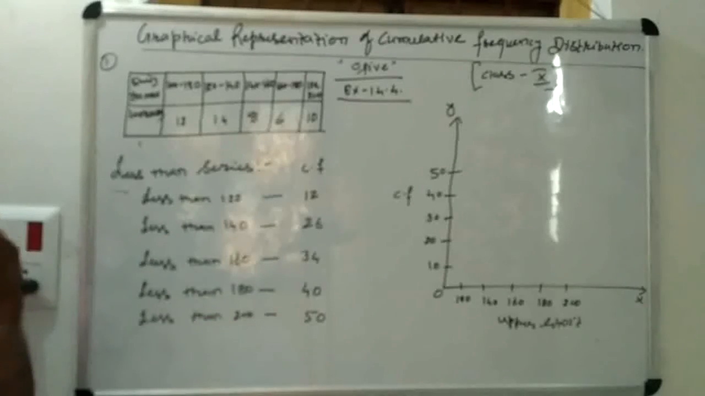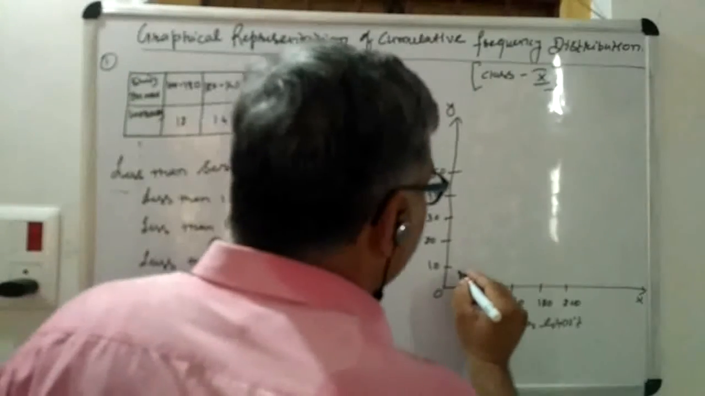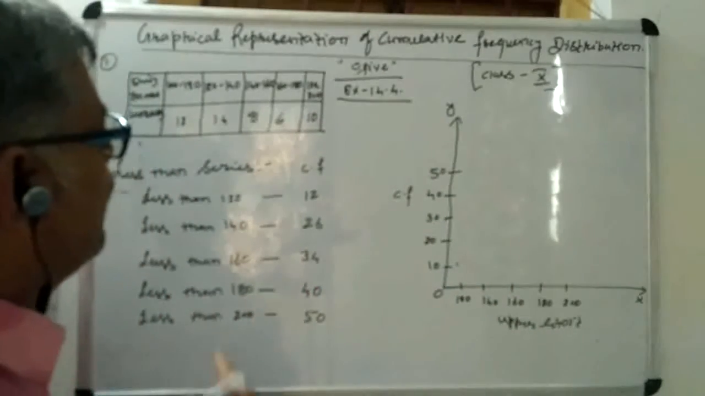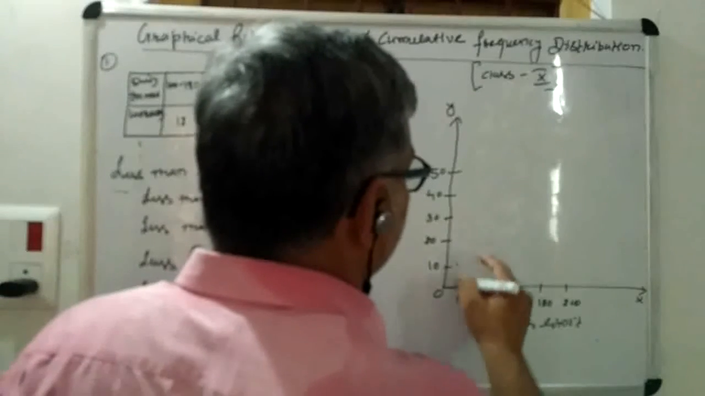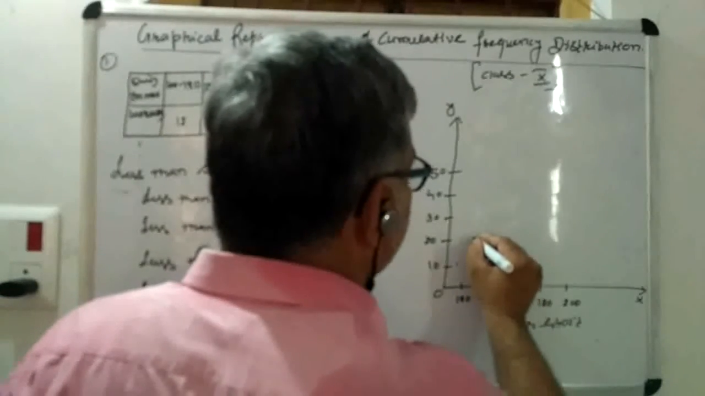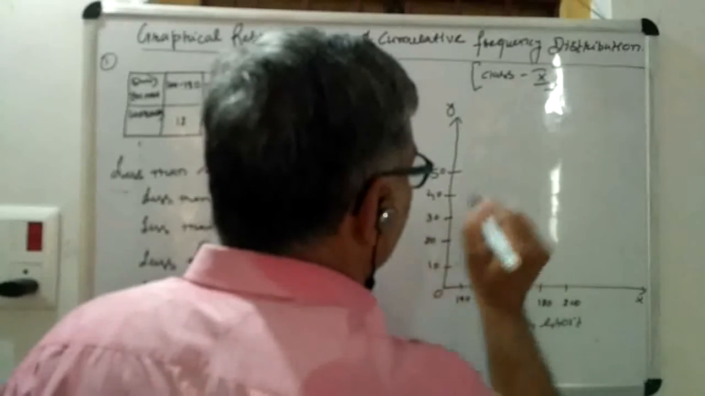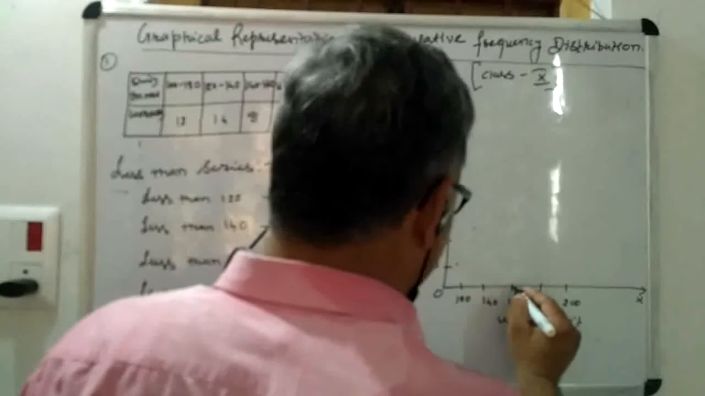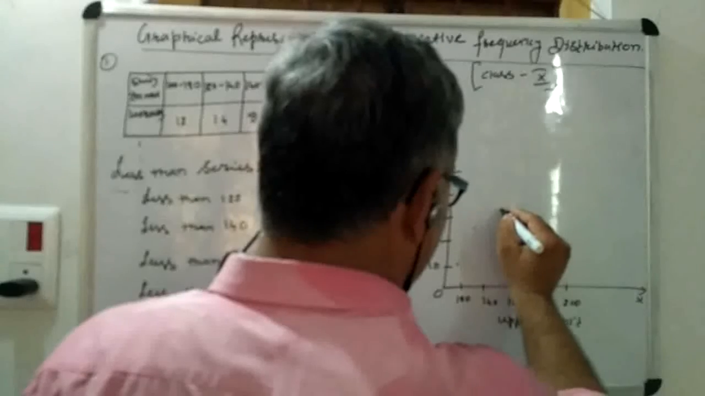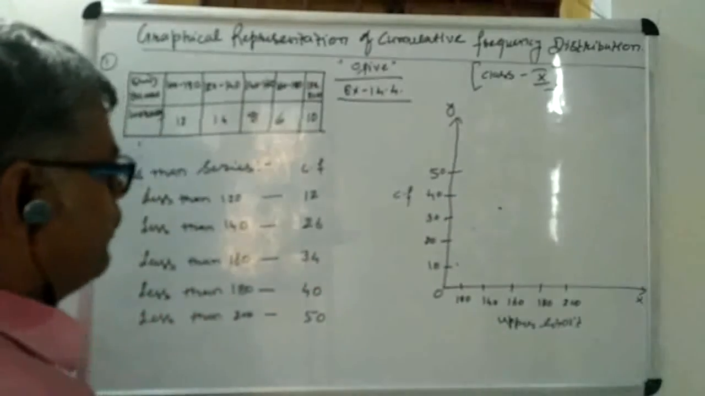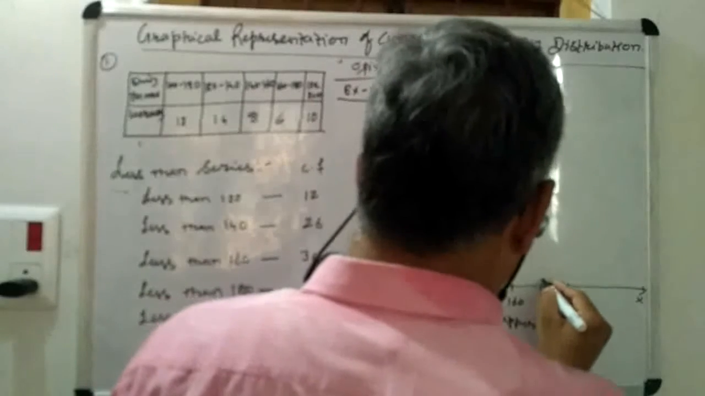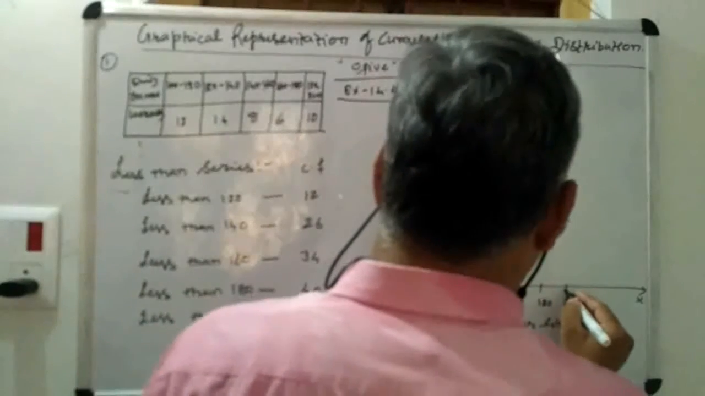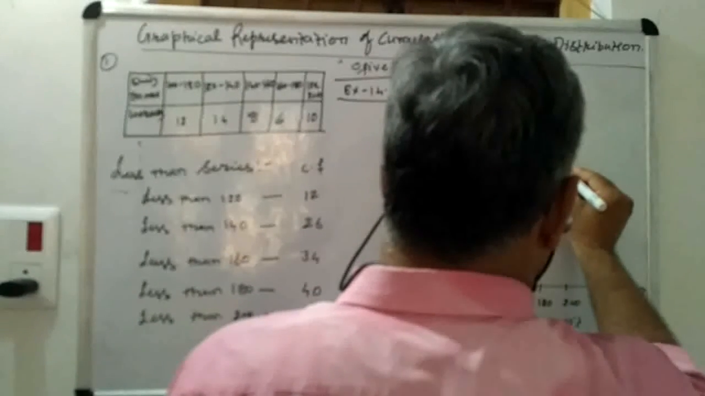On 120 it is 12. So on 120 it will be a little above 10. That is, suppose this is 12. On 140 it is 26. So this is 20, 25, and suppose this is your 26. And 160, 34. This is your 30 and a little above, 4, 34. 180, 40. 180 will be the 40 like this. And on 200 it will be 50.